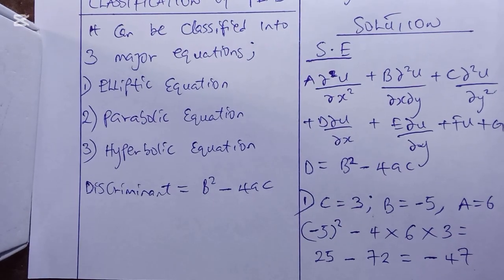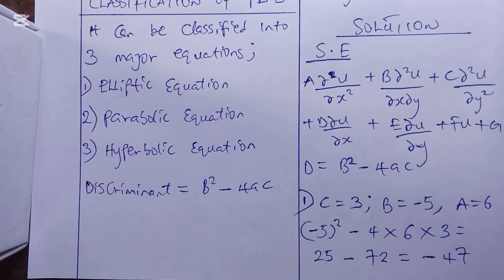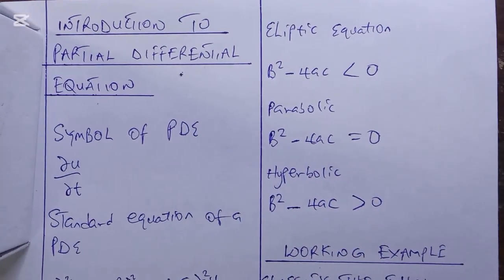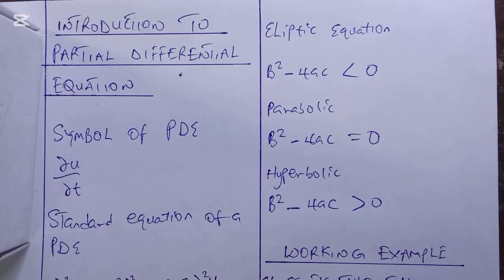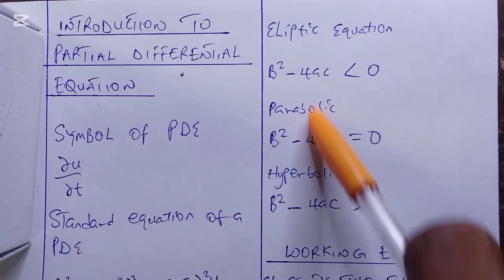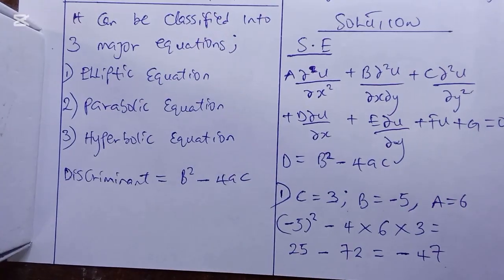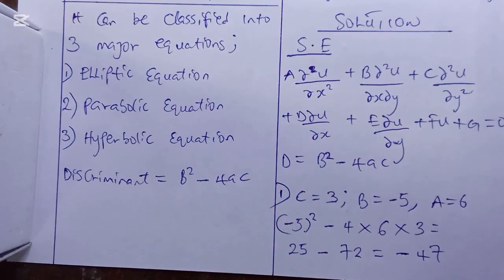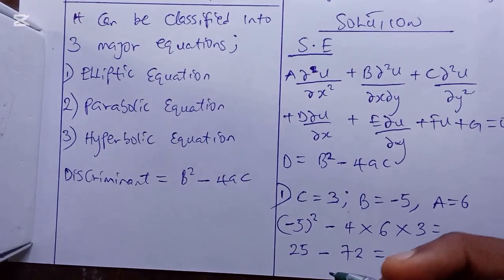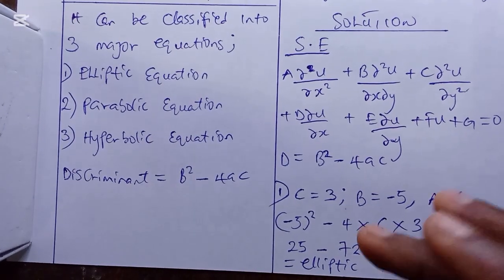From the equation I gave earlier, for an elliptic equation, the discriminant is less than 0. For a parabolic equation, the discriminant is equal to 0. And for a hyperbolic equation, the discriminant is greater than 0. As you can see here, these three equations. So let's go back. Our discriminant gave us minus 47, and minus 47 is less than 0. So automatically, that particular first equation is elliptic. So our answer is elliptic equation.